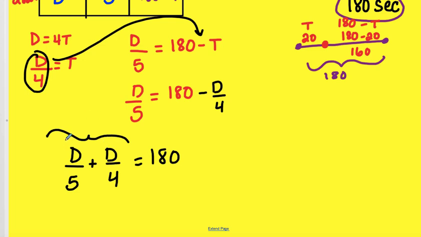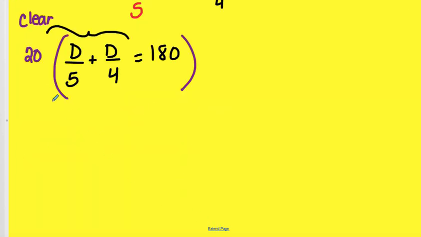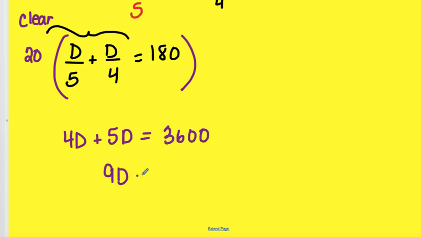Then I'm going to clear the fractions, because to solve, we never want to deal with fractions if we don't have to. I'm going to multiply the entire equation by 20. If I do that, the fractions get cleared. 5 goes into 20 4 times, so 4d, plus 4 goes into 20 5 times, so plus 5d, equals 180 times 20, which is 3,600. So 9d equals 3,600, and we divide by 9 on both sides, which gives us 400.